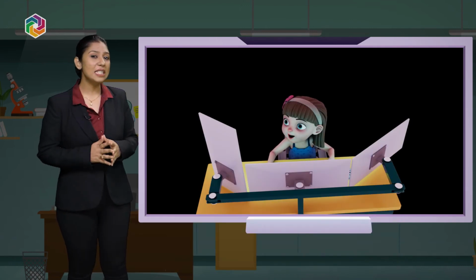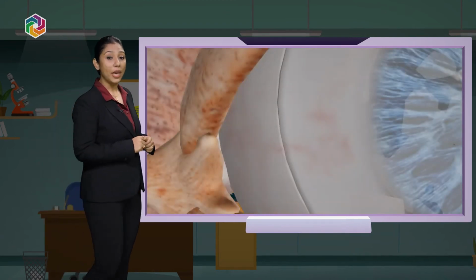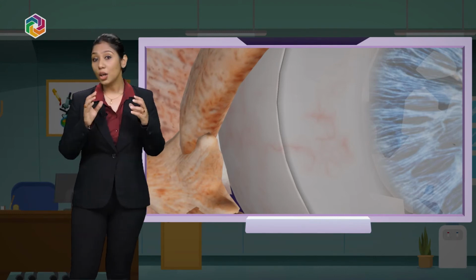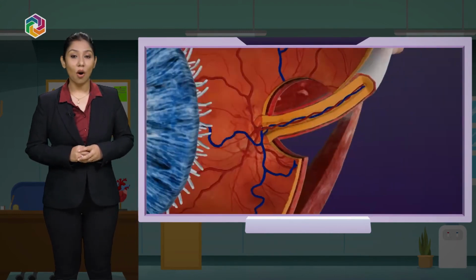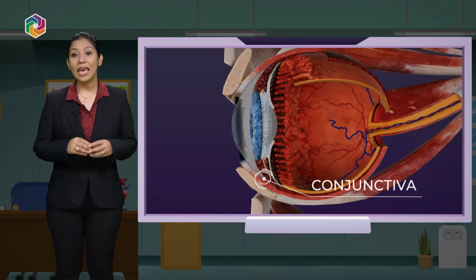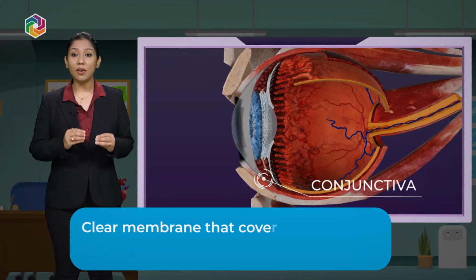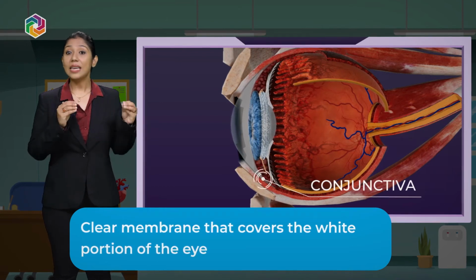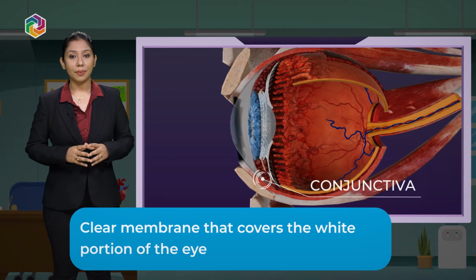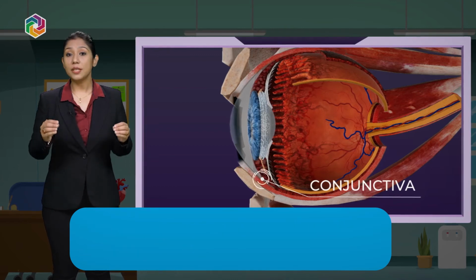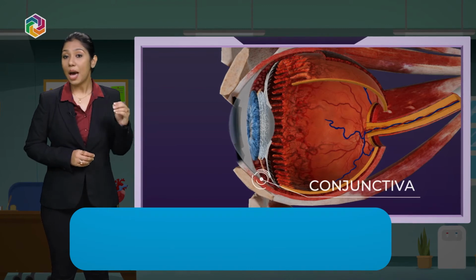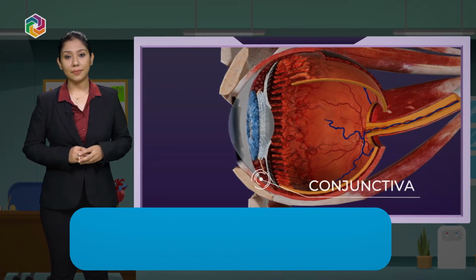Have you ever felt dry or itchy eyes? It often happens when the eyes lose moisture. Which part of the eyes controls the moisture? It is called conjunctiva. It is a clear membrane that covers the white portion of the eye, or the sclera, and the inside of the eyelids. Apart from that, it produces mucus and tears to keep eyes moist and keeps microbes out of your eyes.